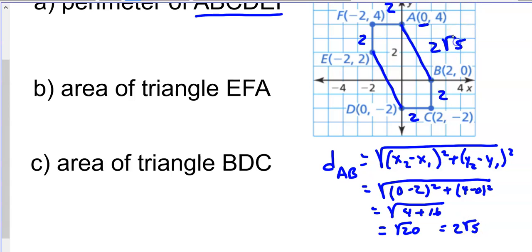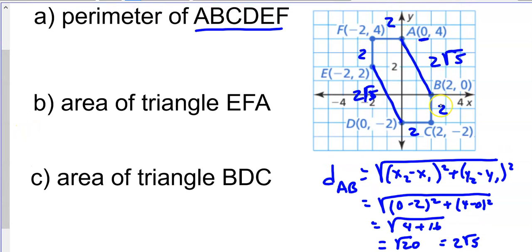Okay. I would like you to pause the video and find the distance of ED. Push play when you're ready to check your work. All right, so it should be also 2 root 5. The perimeter of any object is adding up all the sides. So here I have 2, 4, 6, 8 plus 2 root 5 and 2 root 5, so that would be 8 plus 4 root 5.